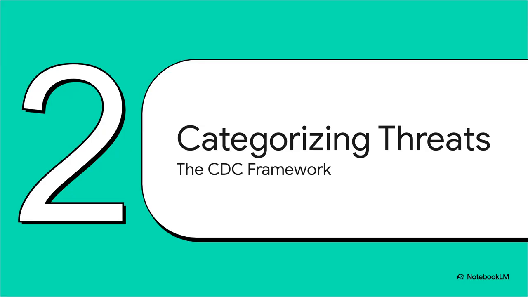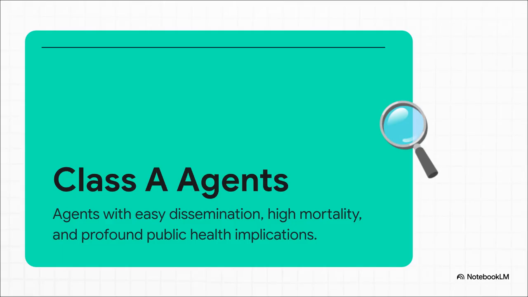Now, to help manage all these potential threats, the CDC has created a classification system. And this isn't just some academic exercise, it really helps public health officials prioritize resources and figure out how to respond. We're going to focus on the most dangerous category. So what makes an agent Class A? Well, it's this very specific, nasty combination of factors.